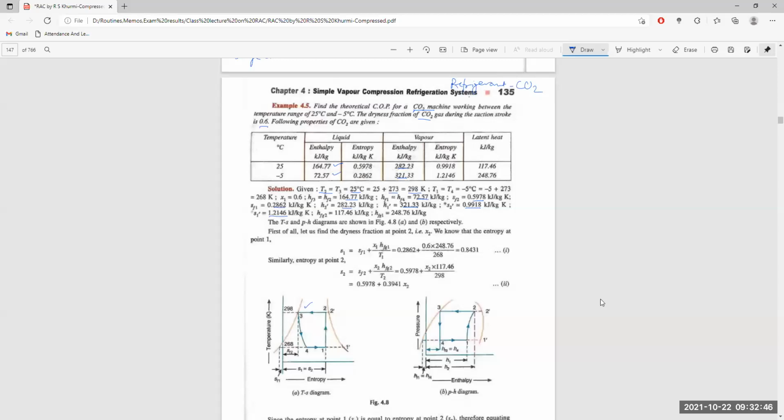So here it is evident: 2 to 3 is the condensation process, isothermal and isobaric. 4 to 1 is the evaporation, an isothermal and isobaric process where temperature and pressure are both fixed. And 1 to 2 is an isentropic process where heat transfer does not take place. So S1 is equal to S2 here, and the enthalpy increases from H1 to H2 here.